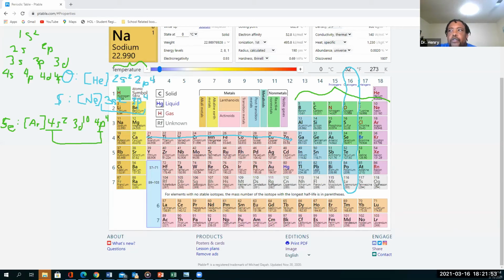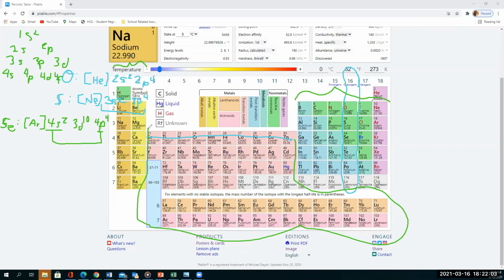The only things that give us trouble are these guys in the middle. They screw everything up. Does that make sense? Yeah. Okay. And since this is completely full, the 4s and the 4p are the only ones that we're going to be using for reacting.